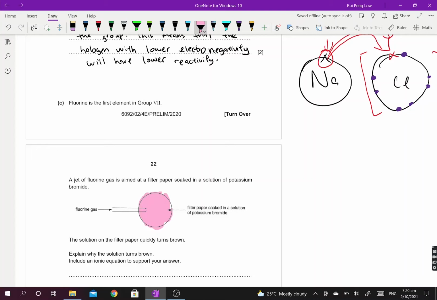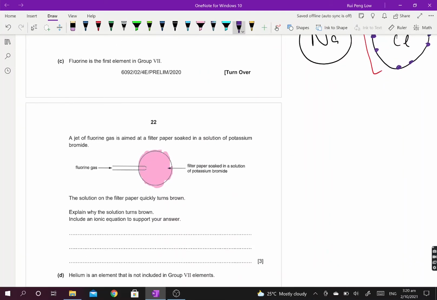Potassium bromide. Alright, so what do you think will happen? How come? They say explain why the solution turned brown. Now, potassium bromide has no color, so KBr is colorless. So how come when fluorine gas comes in contact with KBr, it changed to brown?